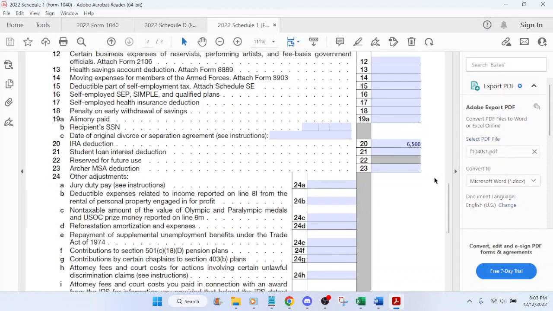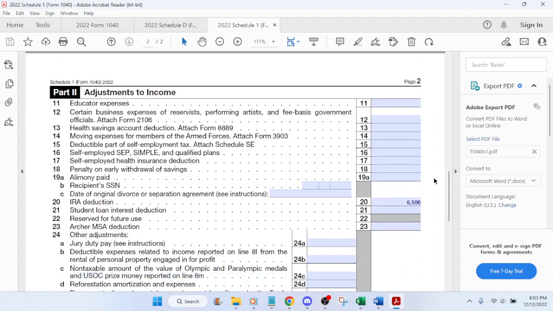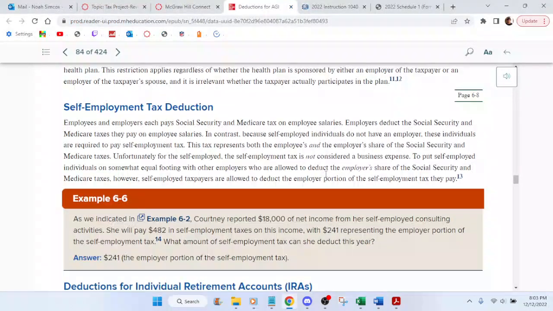And so the only thing we have is IRA deduction, and then we have self-employment tax. So self-employment tax, where is it? So unfortunately, what we're going to need to do is calculate the self-employment tax. But the fun thing is, where do we calculate that?